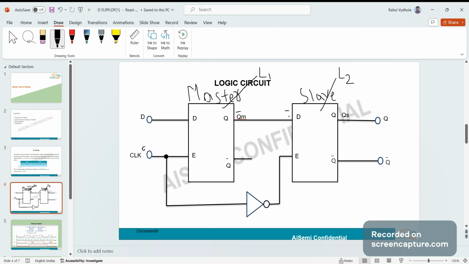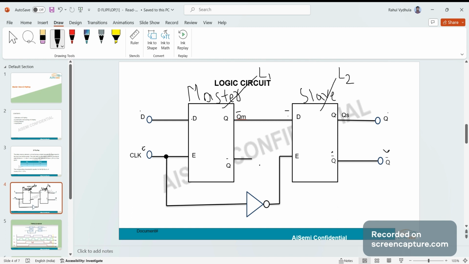Okay, got it. Next, we connect the D input. For this D, this is the input. And the Q output for this slave, this is the output. In the same way, Q bar is this output. This is the diagram.